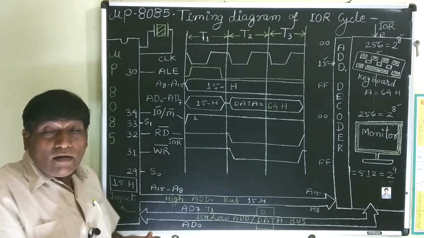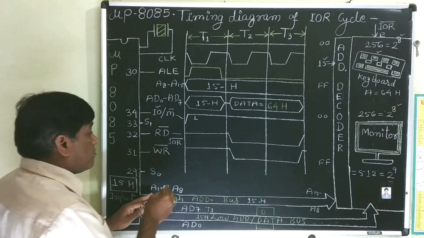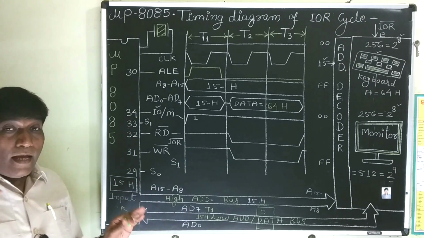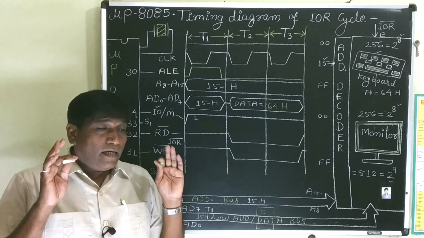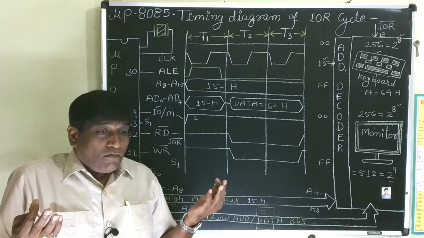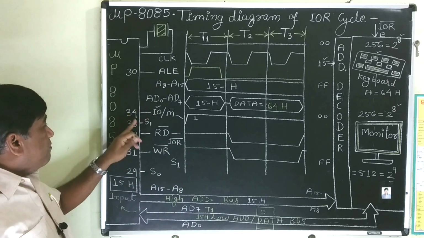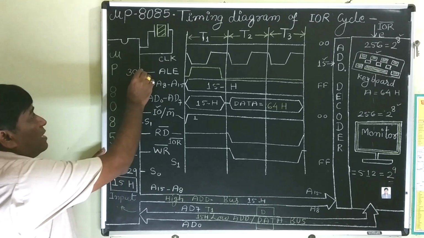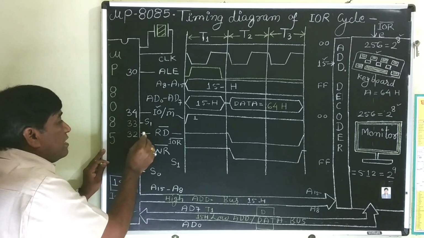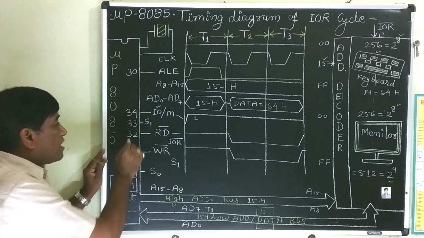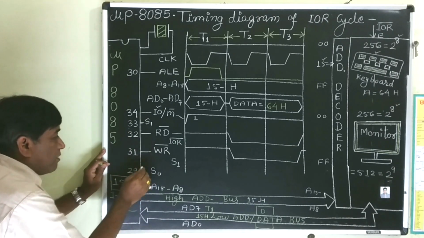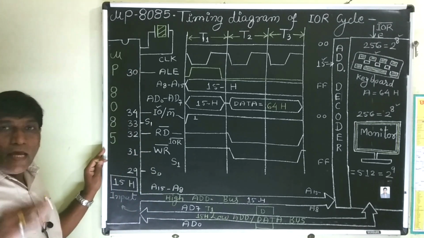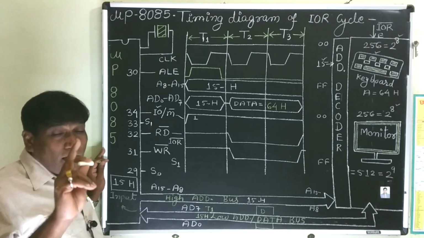But now we have to see some more diagrams. Some more diagrams means we have to see the status signals. Say, what is the status of S1? For remembering the status, I have already given different clues. We remember by 1 2 ka 4, 4 2 ka 1. Say IOM bar is 34, read bar is 32, 31 is write bar, right? 30 is ALE, right? And near to read bar we have S1, which is 33, and at 29 we have S0. And for knowing the status, I have again given you the clue.